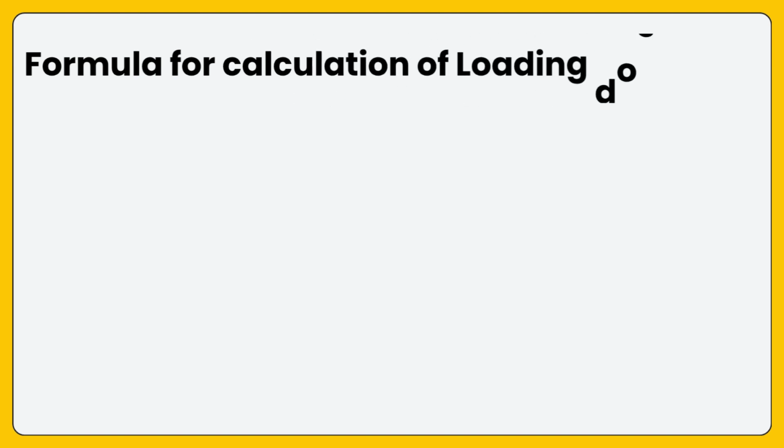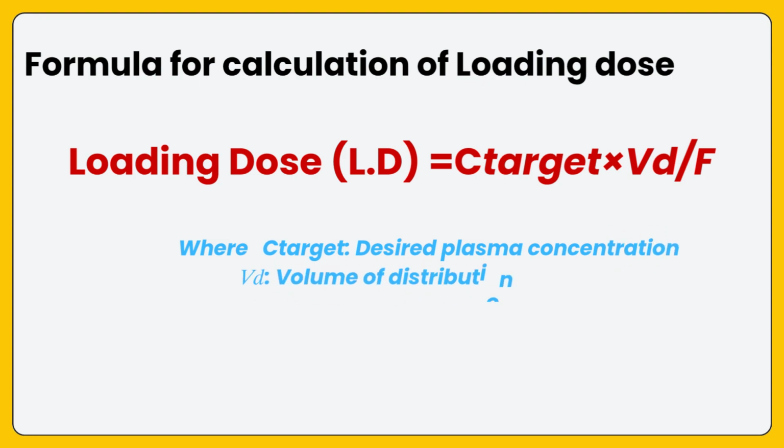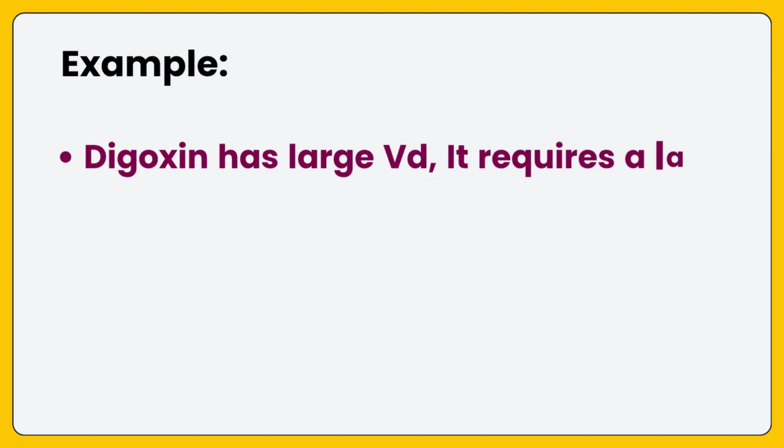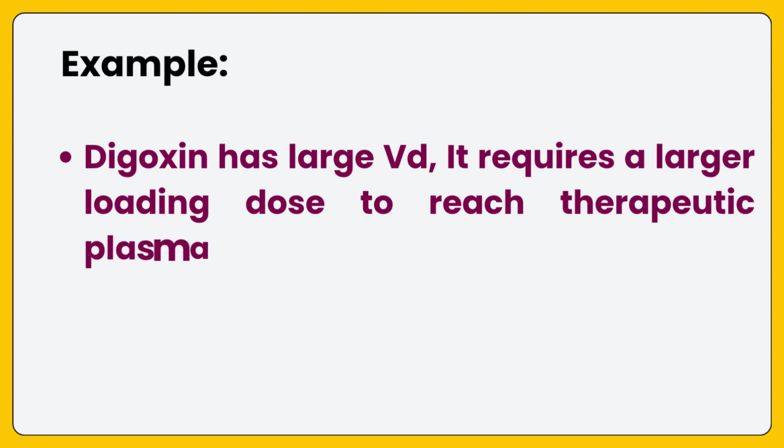The formula for calculating loading dose is the product of desired plasma concentration and volume of distribution, divided by the bioavailability of oral drugs, where C target is the desired plasma concentration, VD is volume of distribution, F is bioavailability of oral drugs. It can be better explained with an example. Let's consider the drug digoxin. Digoxin has a large volume of distribution, so it requires a larger loading dose to reach therapeutic plasma levels quickly.